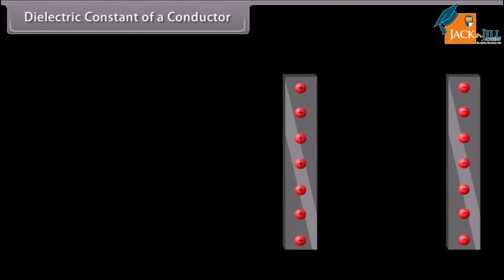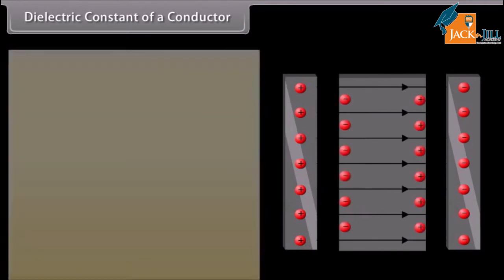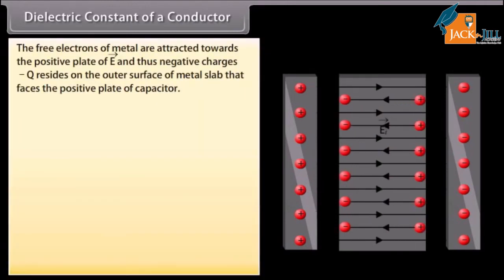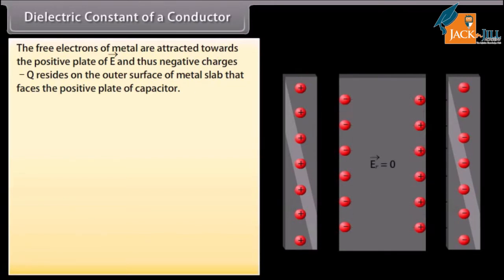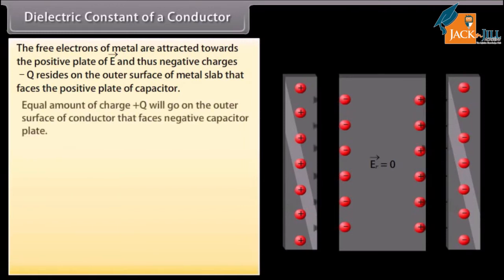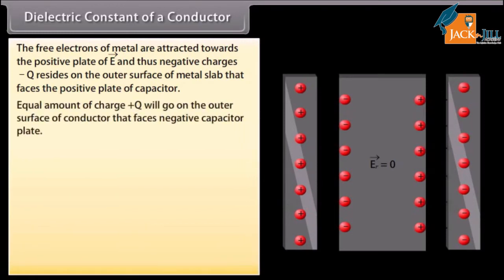Dielectric constant of the conductor. Let us consider an external uniform electric field E between two charged capacitor plates. Now a conducting slab is introduced in the field. The free electrons of the metal are attracted towards the positive plate, and thus negative charge minus Q resides on the outer surface of the metal slab that faces the positive plate of the capacitor. Equal amount of charge plus Q will go on the outer surface of the conductor that faces the negative capacitor plate.